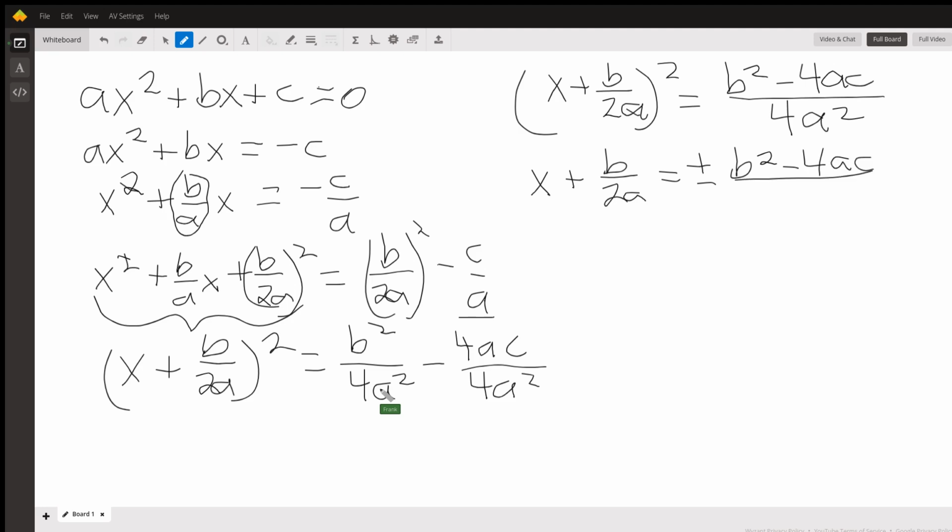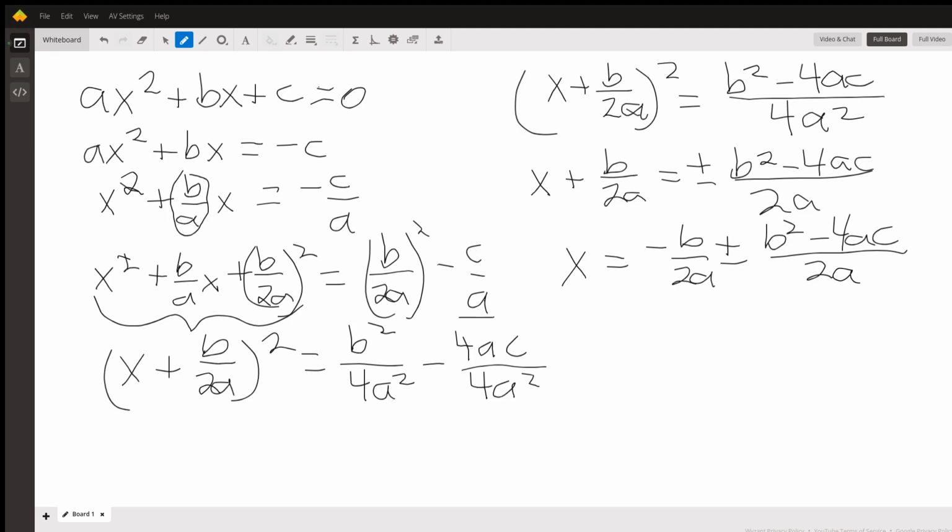And then the square root of 4 is 2. The square root of a squared is a. Now I will subtract b over 2a from both sides. x equals minus b over 2a plus or minus the square root of b squared minus 4ac, all divided by 2a. And then since they're both over the same denominator, I will just combine them. x equals negative b plus or minus, this is supposed to be a square root there. Forgot the square root sign.